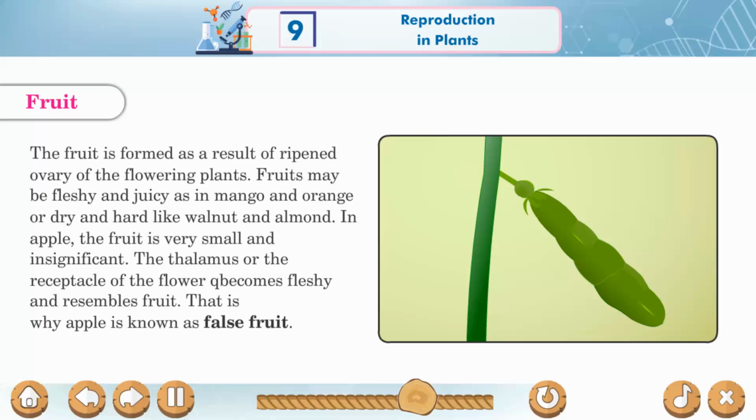Fruits may be fleshy and juicy as in mango and orange, or dry and hard like walnut and almond. In apple, the fruit is very small and insignificant. The thalamus or the receptacle of the flower becomes fleshy and resembles a fruit. That is why apple is known as a false fruit.